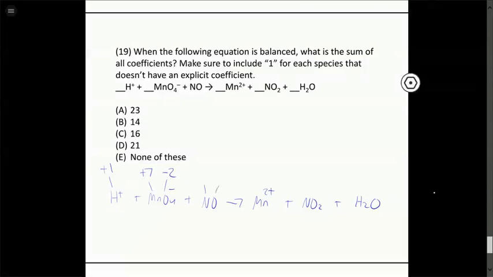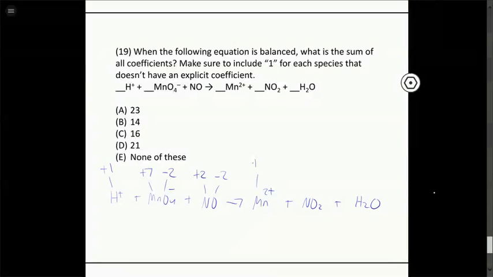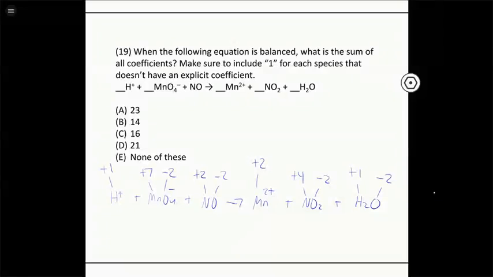For NO, this one's fairly simple because in a covalent compound, oxygen is -2. These have to add up to 0, so that makes nitrogen +2. For Mn2+, it's an ion by itself, so that's +2. NO2 we saw in the last problem. We have 2 -2s for the oxygen, and that makes it a +4 for nitrogen. And then for H2O, we see this one all the time. -2 for oxygen, +1 for hydrogen, sum equals 0. Those are all the oxidation numbers, and our first step is to identify the ones that are changing. We see that manganese goes from +7 to +2.